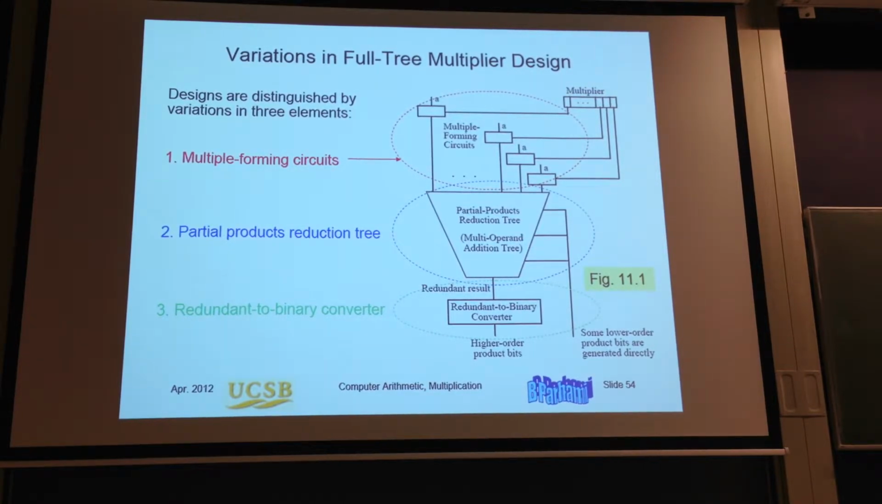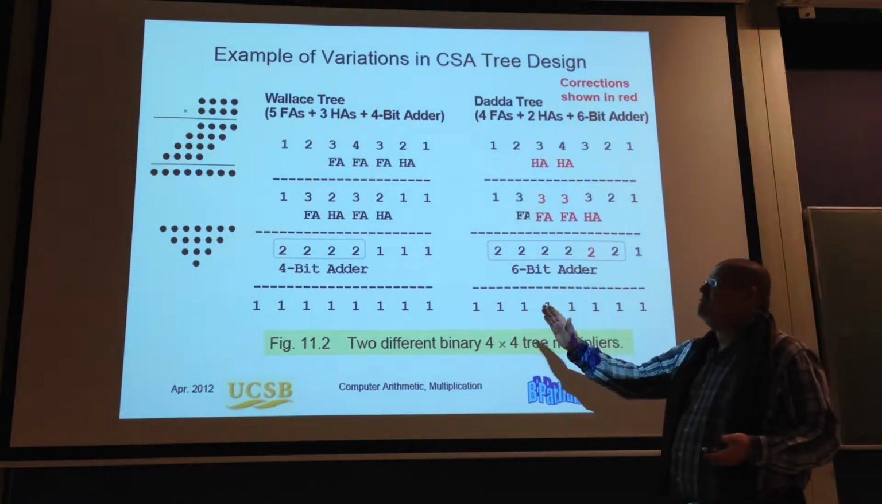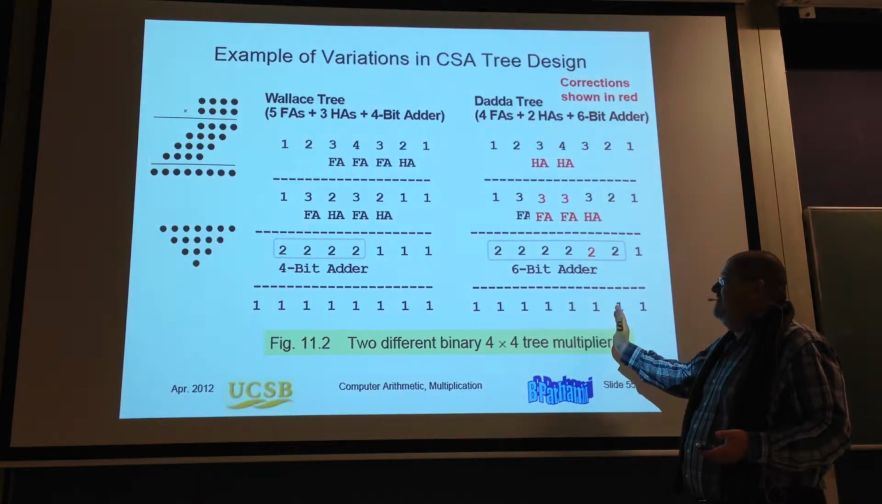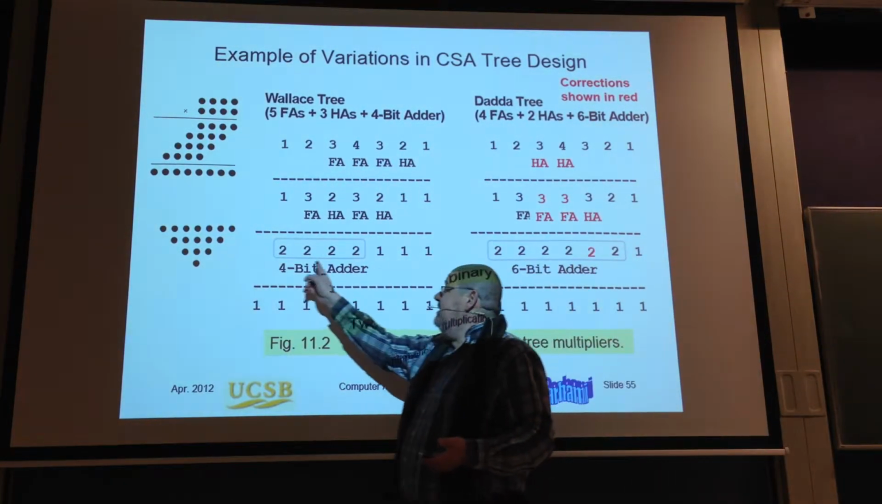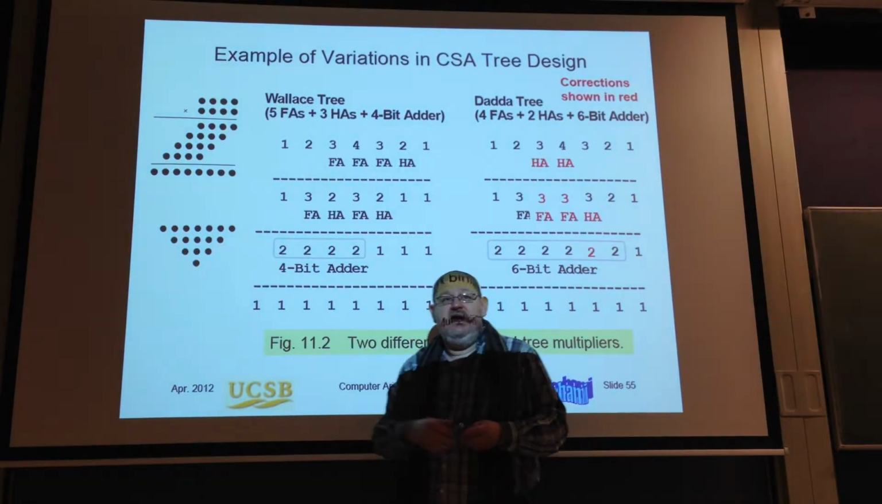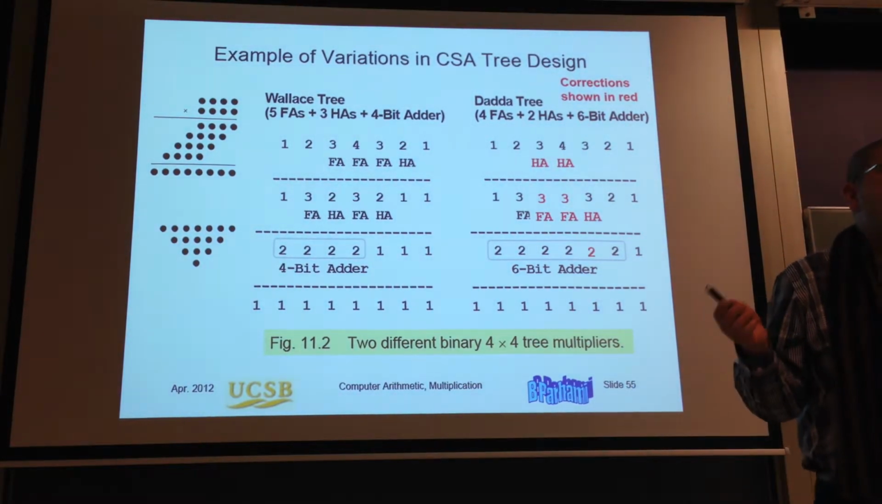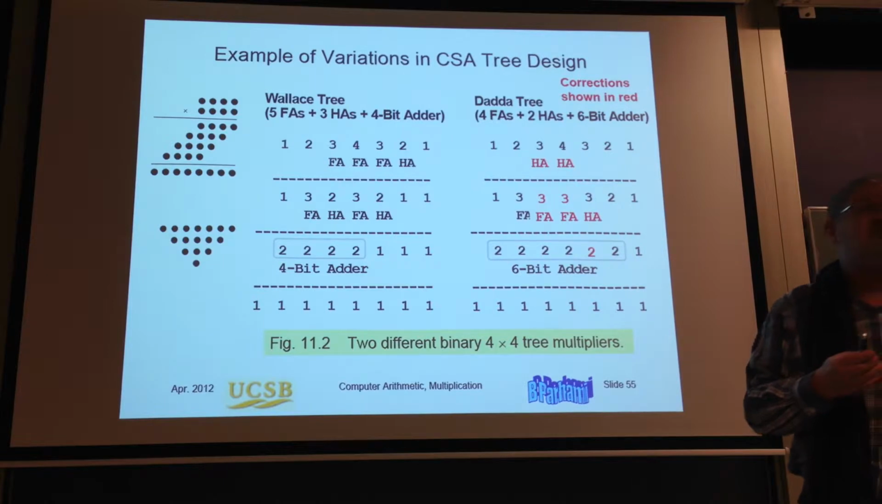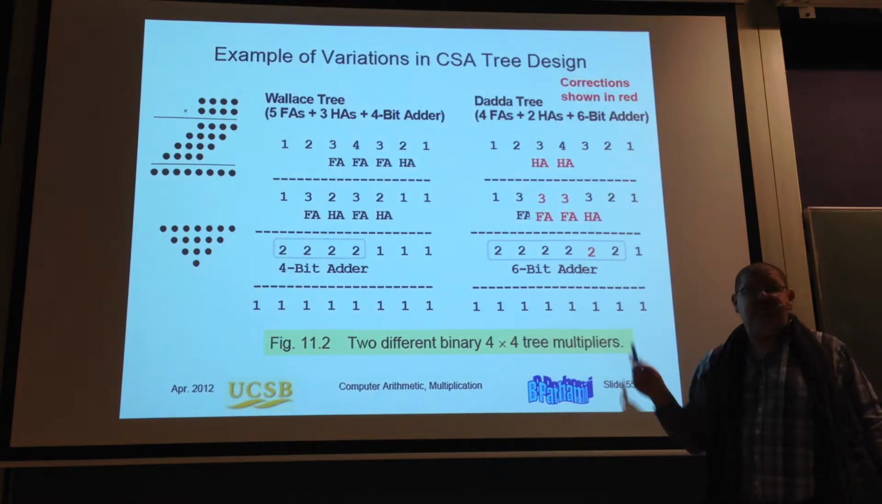Okay, and this is exactly what I told you, the 3 stages of the full tree design. And in here, it's a very simple multiplier, a 4 times 4 multiplier. And now you see if I apply Wallace or Dadda, I have different things, and that will matter. Because if I apply Wallace, my final adder is a 4-bit adder, which, assuming that my architecture is a 4-bit architecture, will allow me to complete this in one cycle of my architecture. If I apply Dadda, this will give me a 6-bit adder.